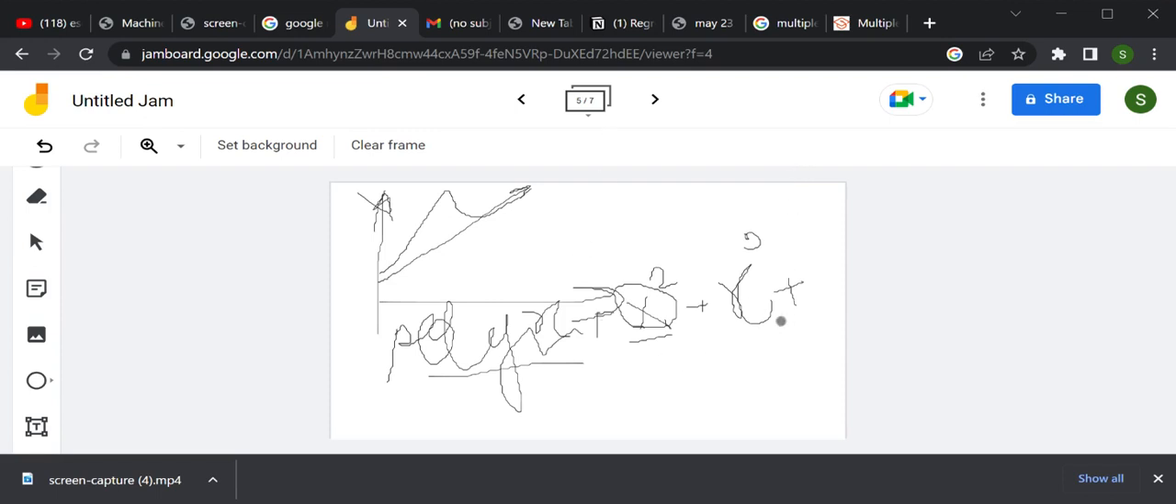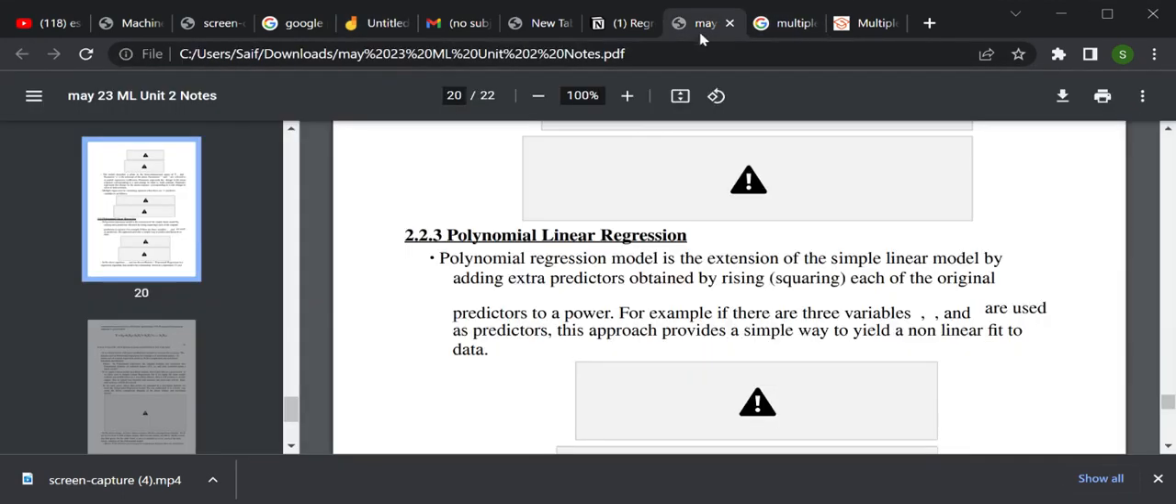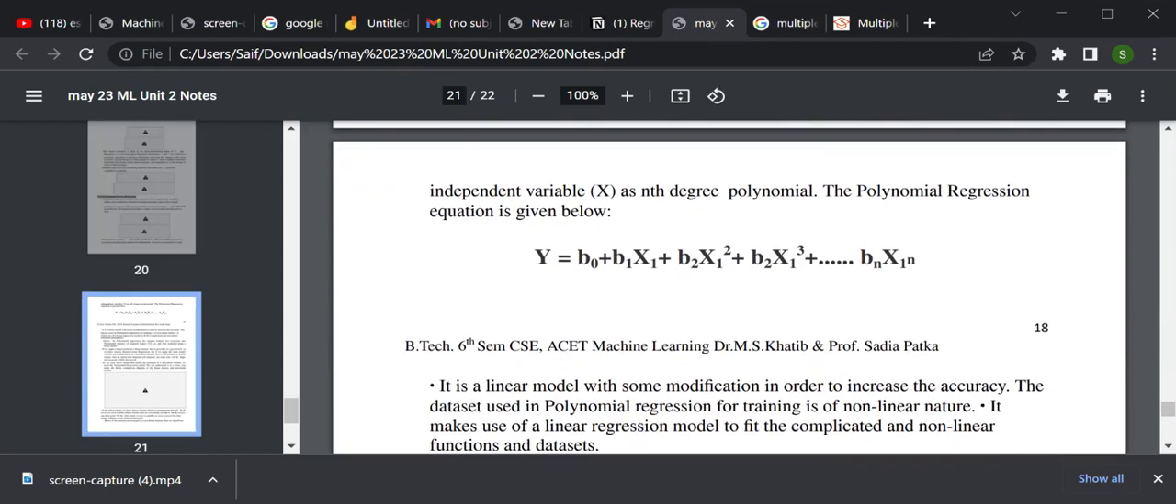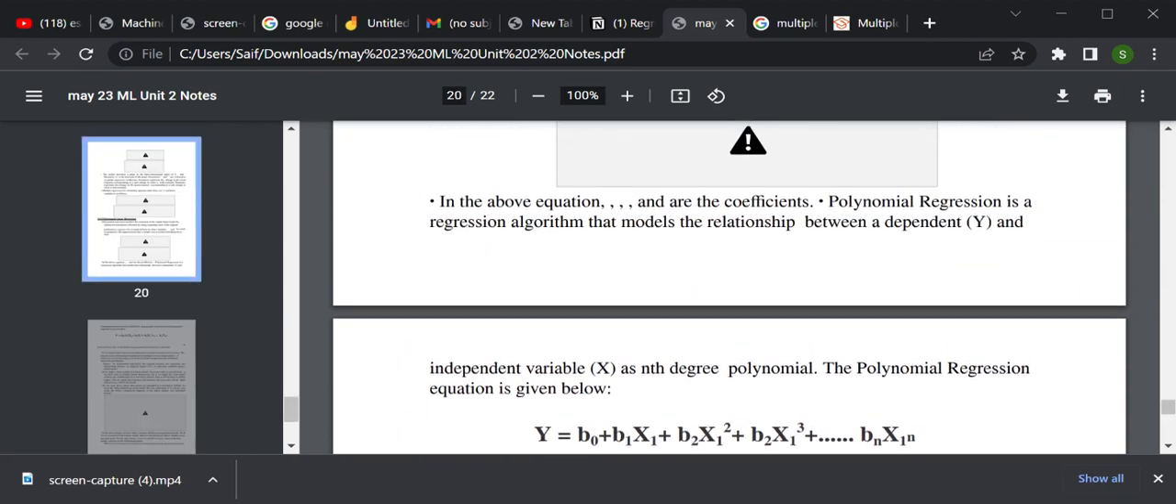Now if we raise this power, we will have a different slope of line. Then if we have a different slope of line, we will have a different m or b. See the formula here. This is the formula: y is equal to b0 plus b1 x. Now b1 is the slope of the line that we are going to make. In the above equation, n are the coefficients.